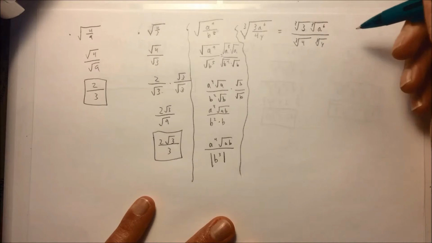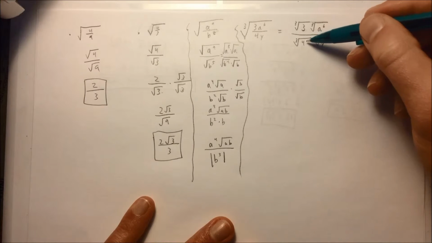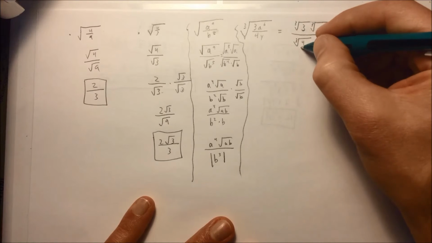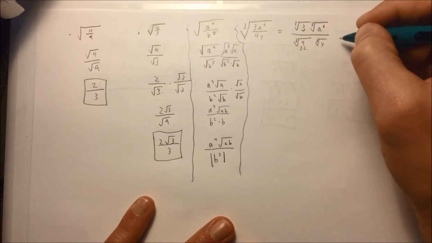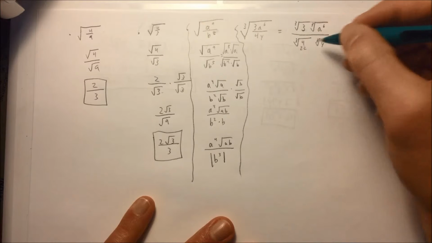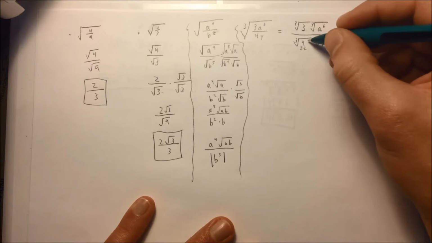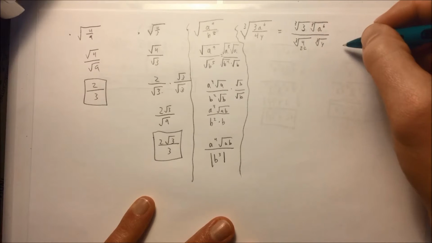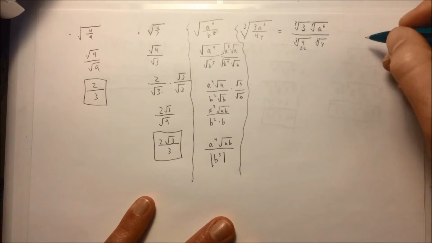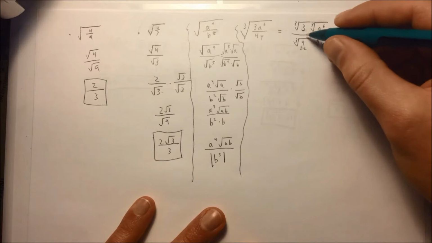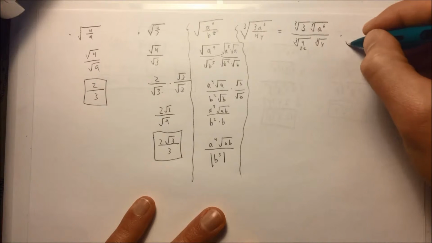Now here's where we have to think a little bit. Can I take the cubic root of 4? I can't. 4 breaks down to 2 times 2, but there's nothing cubed there. So I'm going to have to multiply top and bottom by something to make sure I can take the cubic root of this. So what am I going to multiply by? I'm going to multiply top and bottom by the cubic root of 2.